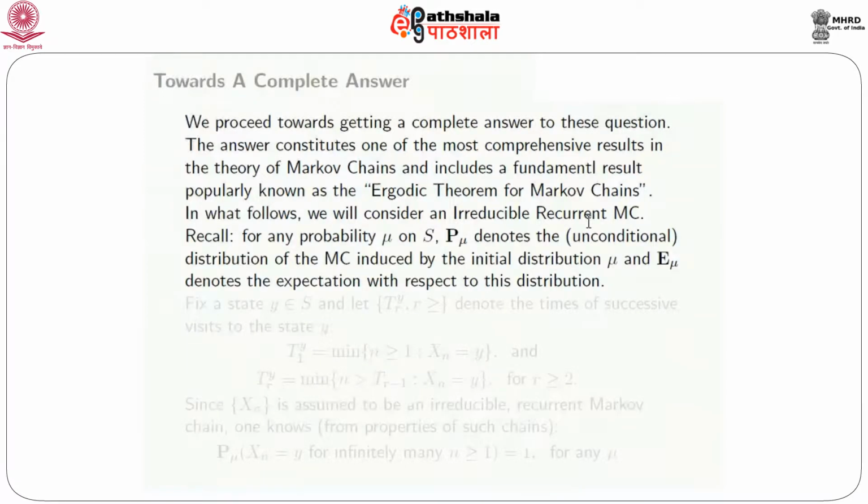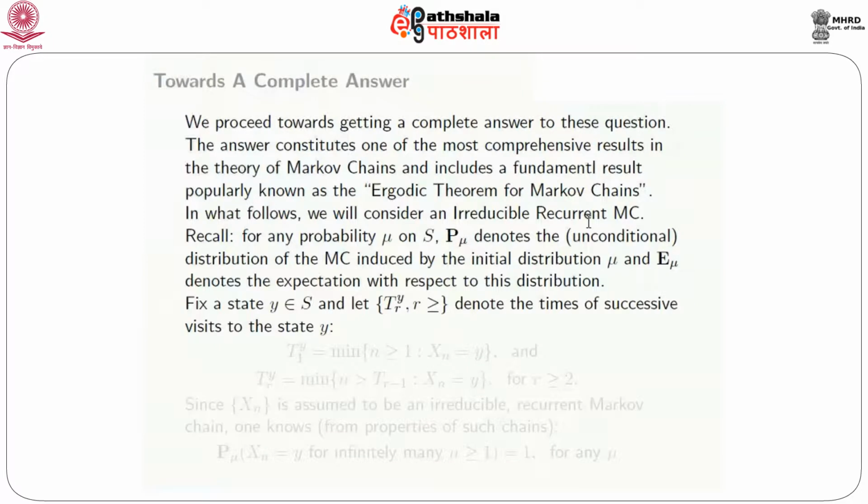Recall this notation that for any probability mu on S, P mu denotes the unconditional distribution of the Markov chain induced by the initial distribution mu. That is, we take the initial distribution to be mu, the given probability on S, and then of course we have the transition probabilities. These two together give a complete distribution of the Markov chain. Of course, we have introduced the notation E sub mu for expectation with respect to this distribution.